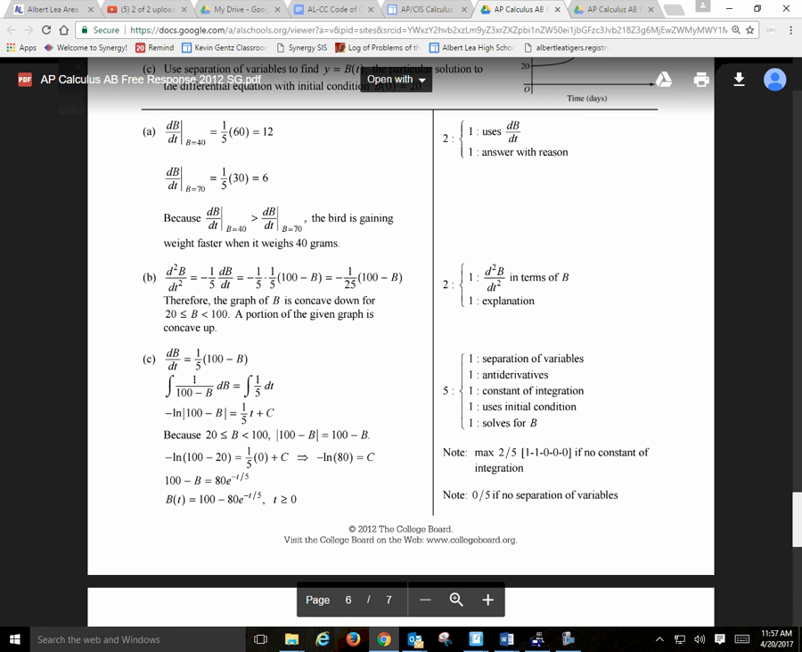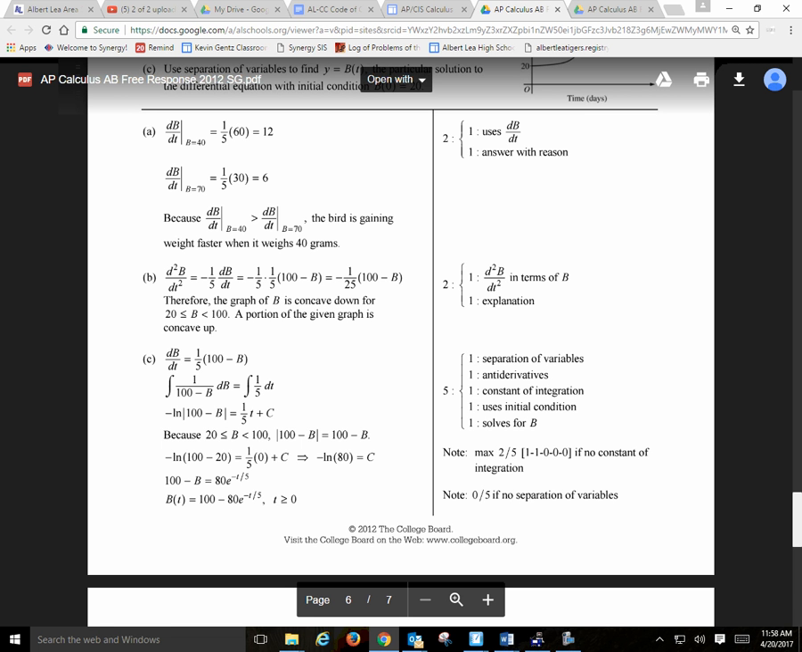In this situation, we isolated the variables. Notice separation of variables. There's 5 points in this piece here. So if you just separate the variables, that's a point for you on the AP exam. Solving for the constant, coming up with negative natural log of 80, we get a point for that. Coming up with the constant of integration, the plus c, they just give you a point for that, it looks like. Using the initial condition, plugging in the 20 and the 0. And then solving for b explicitly, so you don't have the 100 minus b.